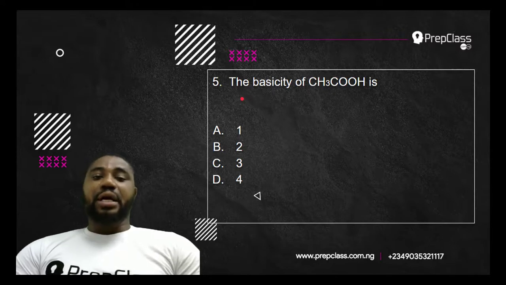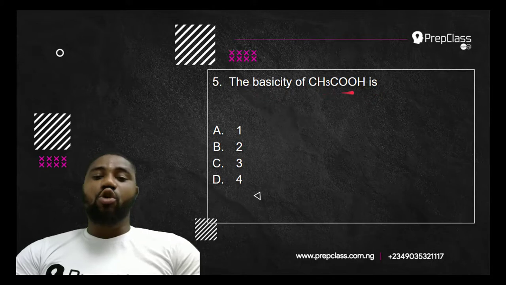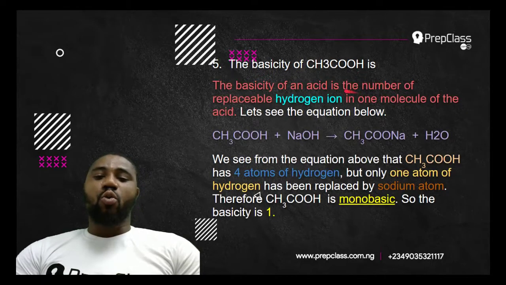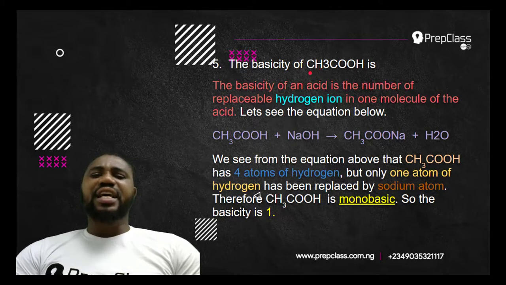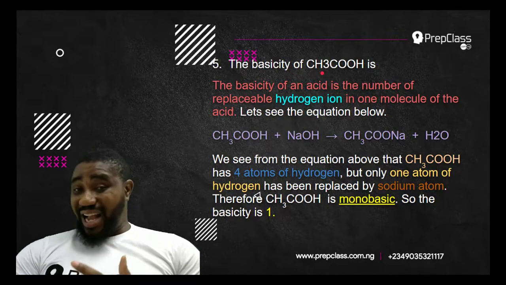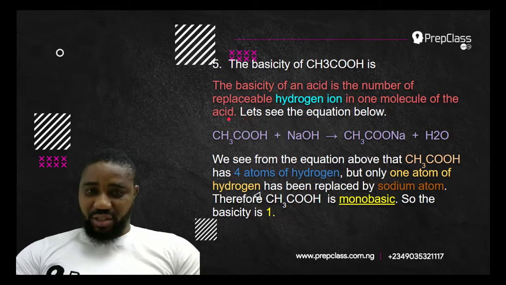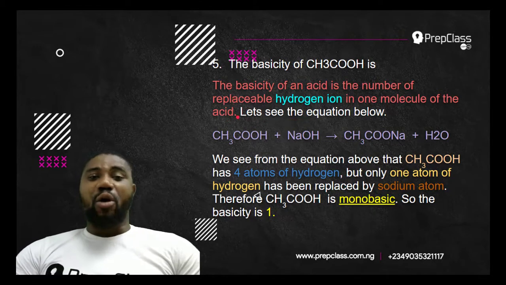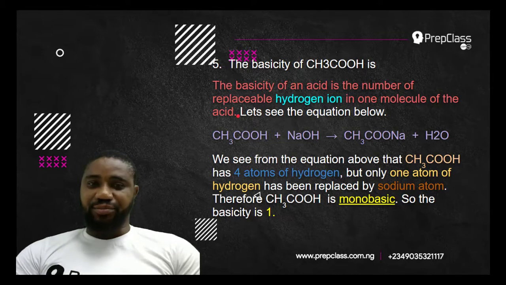Question number 5. The basicity of CH3COOH is. Now they are asking you what is its basicity. First of all, what is basicity? Now this CH3COOH is an acid. We call it an organic acid. So the basicity of an acid is the number of replaceable hydrogen ions in one molecule of the acid. Do you understand? The basicity of an acid is the number of replaceable hydrogen ions in one molecule of the acid.